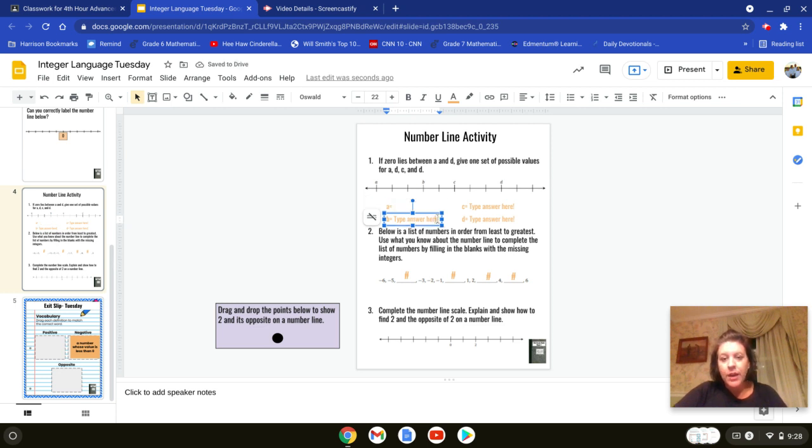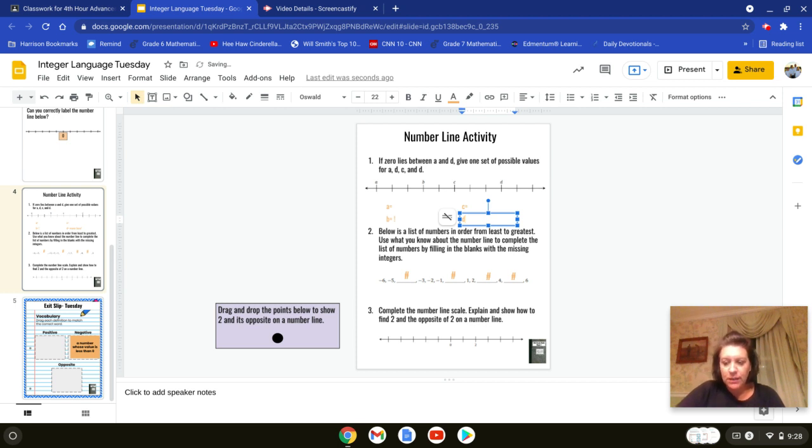If 0 lies between A and D, that means A can't be 0 and D can't be 0, but B or C could be 0. So you're just going to make up numbers for whatever you want it to be. Not everybody's is going to match up the same. So notice it says 0 lies somewhere between A and D.